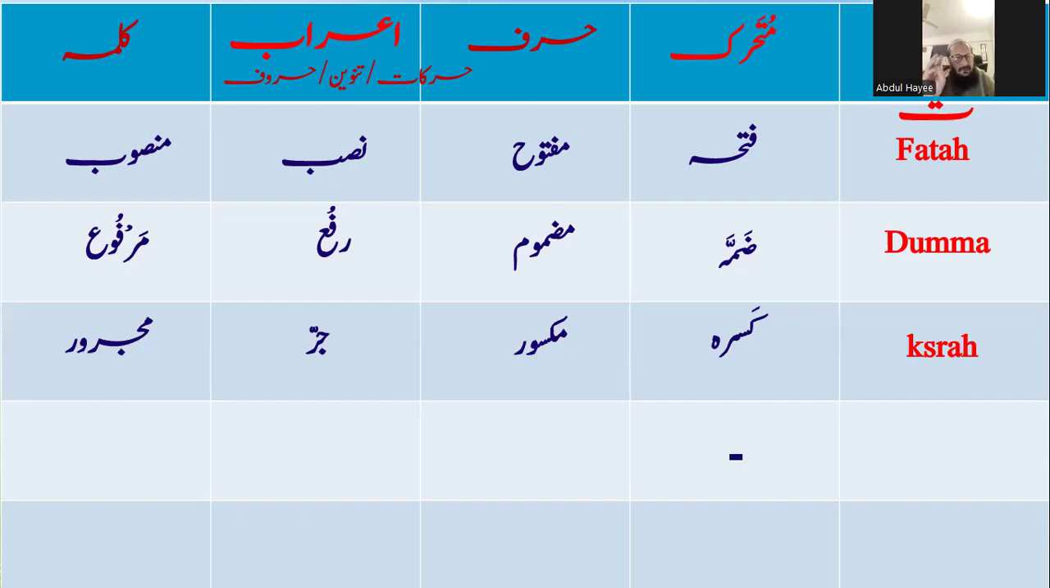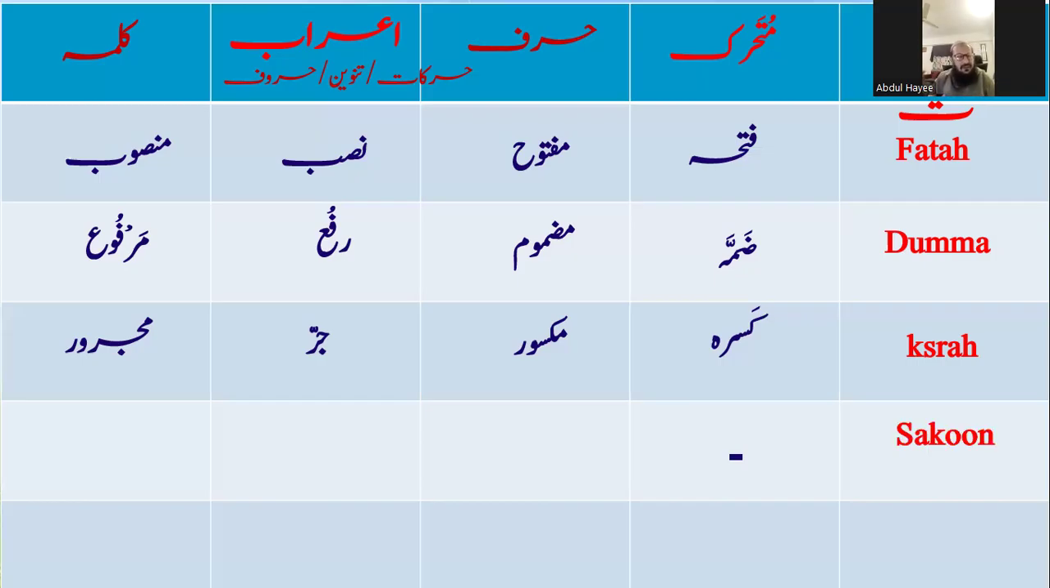Harkat is dhamma, kasra, fatha. And the letters which have them are called maftuh, madmum, maksur. But when the same signs, dhamma, kasra, fatha, are at the last letter of the word, then they are named rafa, nasb, and jar. And the word then is called marfu, mansub, majrur.